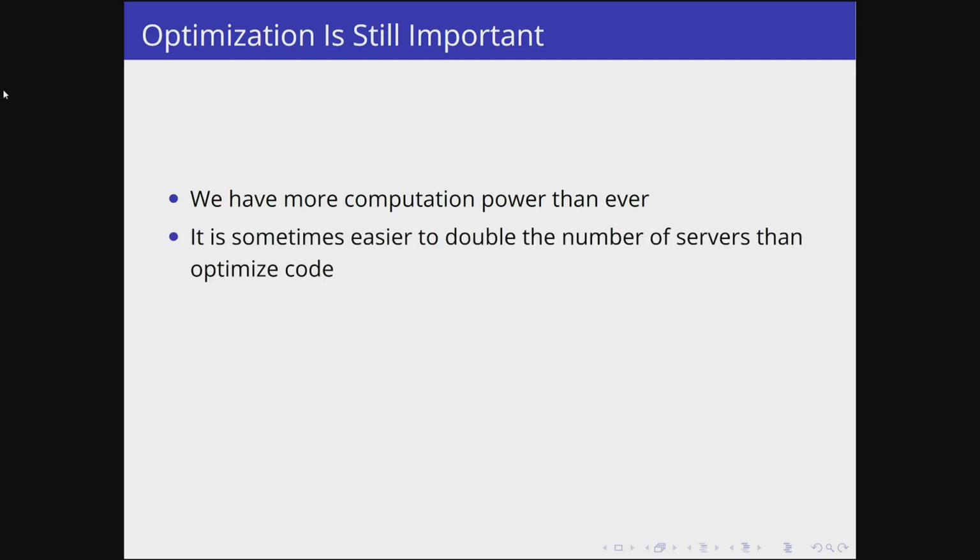And it is even sometimes easier to double the number of servers or buy a stronger server instead of optimizing our code. In a lot of cases, you can just buy a stronger server for $10,000 or even less, and optimizing the code requires some person to sit on it for 3 months. Maybe it will work, maybe it will not.